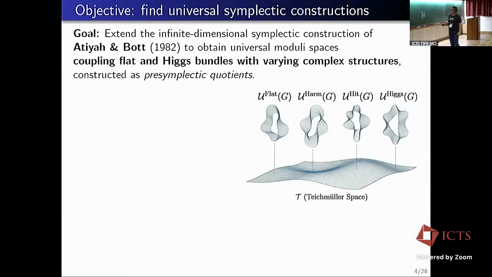Okay, so this is kind of the 4 universal moduli spaces we want to study, in which the complex structure is part of the data of the moduli.